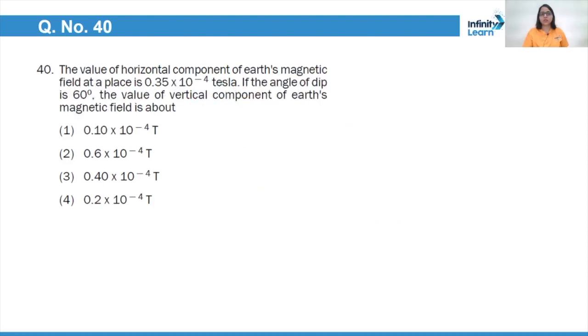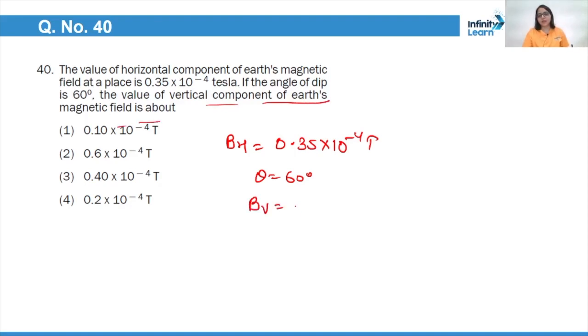Next is question number 40. The value of horizontal component of Earth's magnetic field is 0.35 into 10 power minus 4 Tesla. The angle of dip is given as 60 degree. The value of vertical component of Earth's magnetic field is about. So BV is BH into tan theta. So this is 0.35 into 10 power minus 4 into tan 60 degree, which is root 3. So after solving this, you'll get option 2.